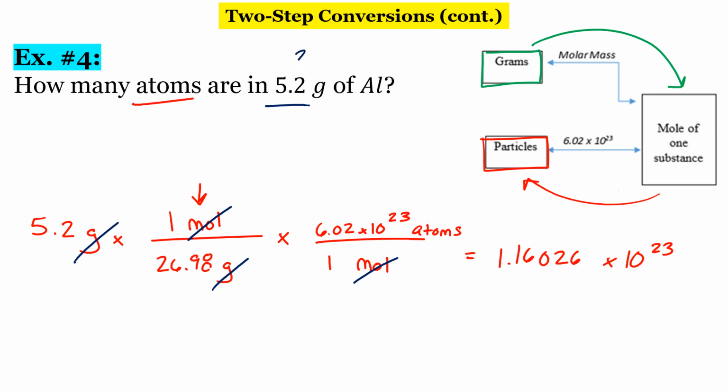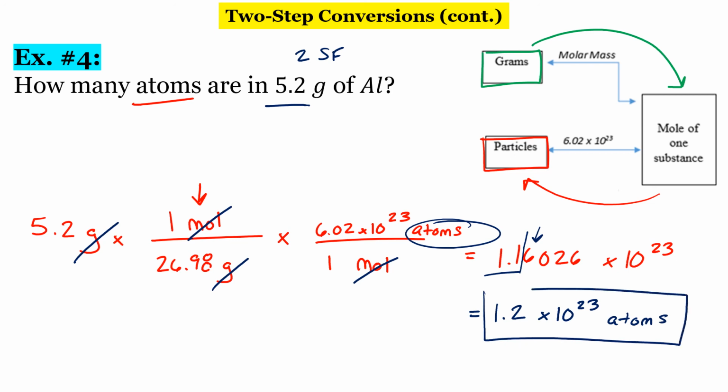Our original number had 2 significant figures. So going from left to right, if we underline the first 2 numbers and then look at the third, we will end up with 1.2 times 10 to the 23rd, and our units will be atoms. All right, those are two-step conversions.